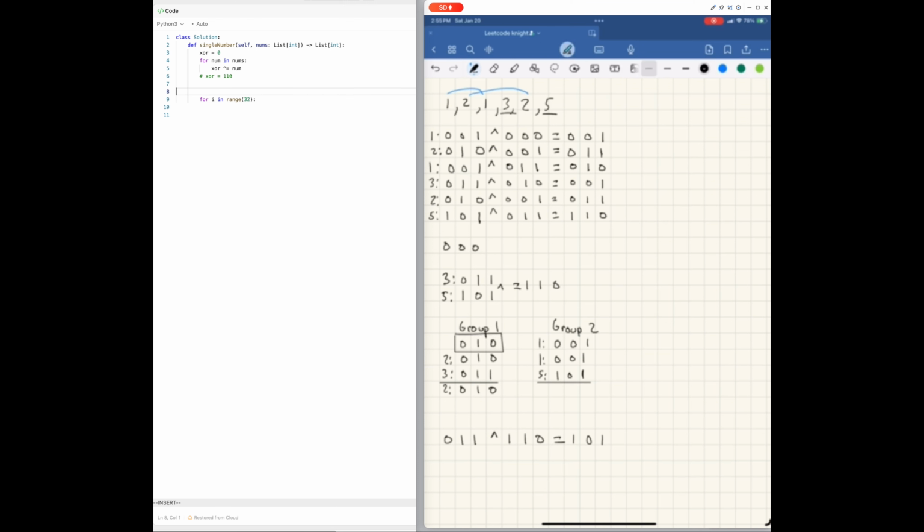Why don't we just shift the bits, right? Let's call this diff. All right. So we know that 1 is equal to 001 in binary. Is there some way in which we can go from 001, 010, 100? Yeah, it's called left shifting.